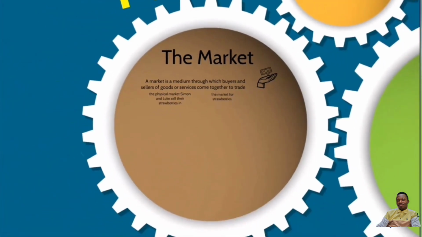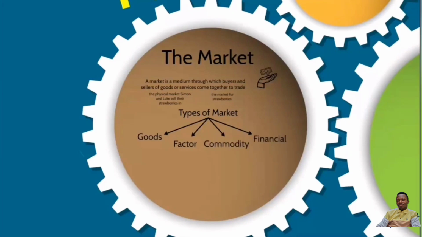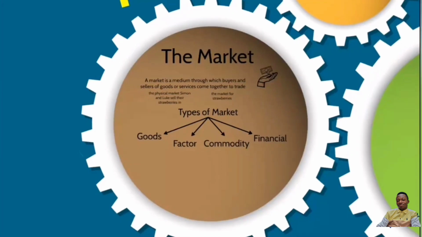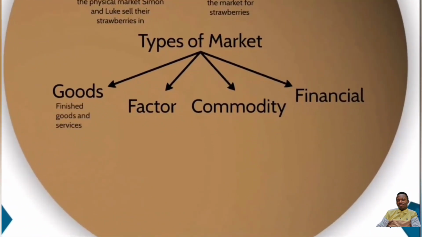Well, yes there is. To break down our definition of market even more specifically, we can identify four broad categories of market: goods markets, factor markets, commodity markets, and financial markets. Goods markets are markets where finished goods and services are traded. For example, the punnets of strawberries that Simon and Luke are selling.